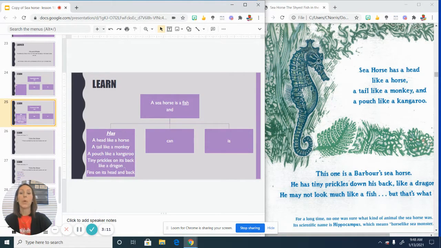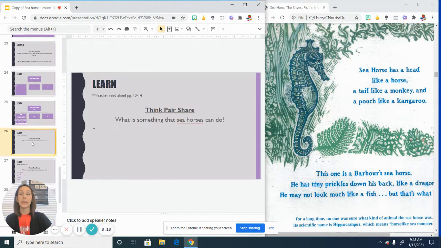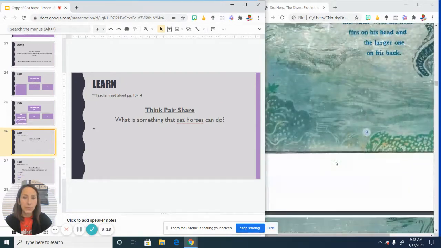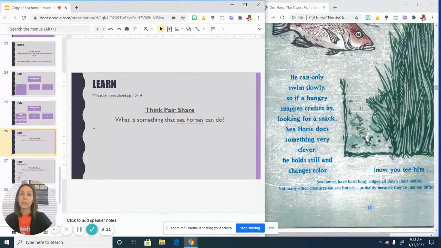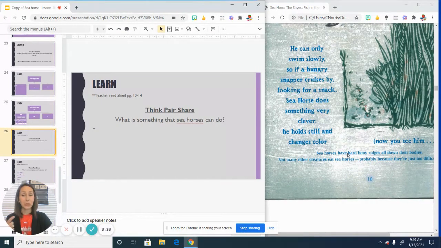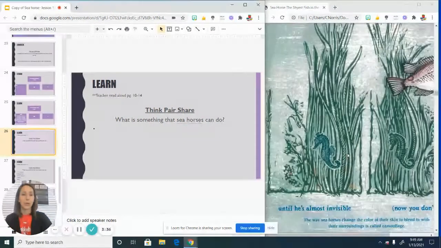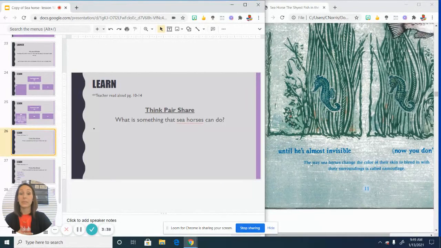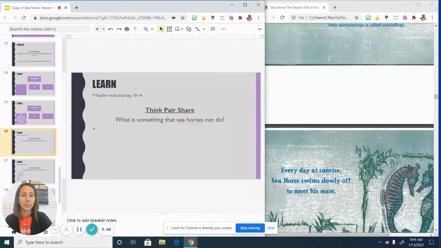So now let's think about what are some of the things that a seahorse can do. Okay, so let's get to page 10. Okay, so he can only swim slowly. So if a hungry snapper cruises by looking for a snack, seahorse does something very clever. Holds still, changes color. So these are some things that they can do, right? They can make themselves almost invisible because they change color to fit in with their surroundings. That's called camouflage, if you remember.